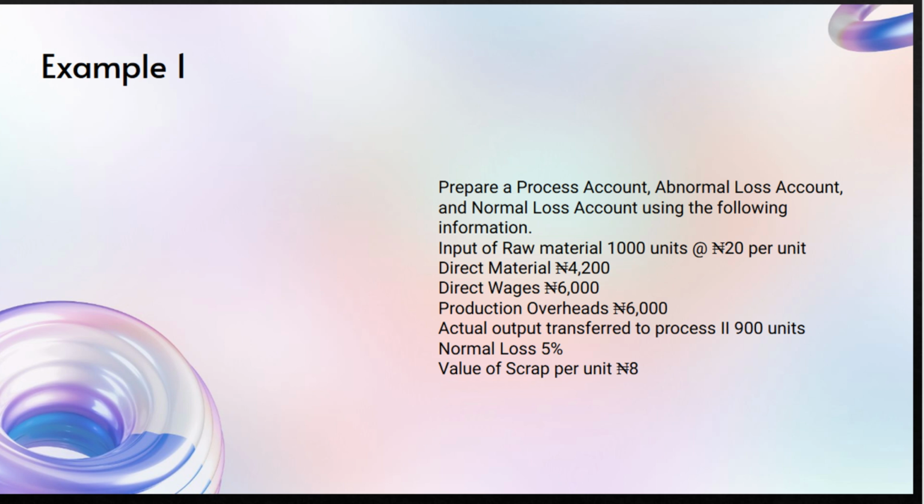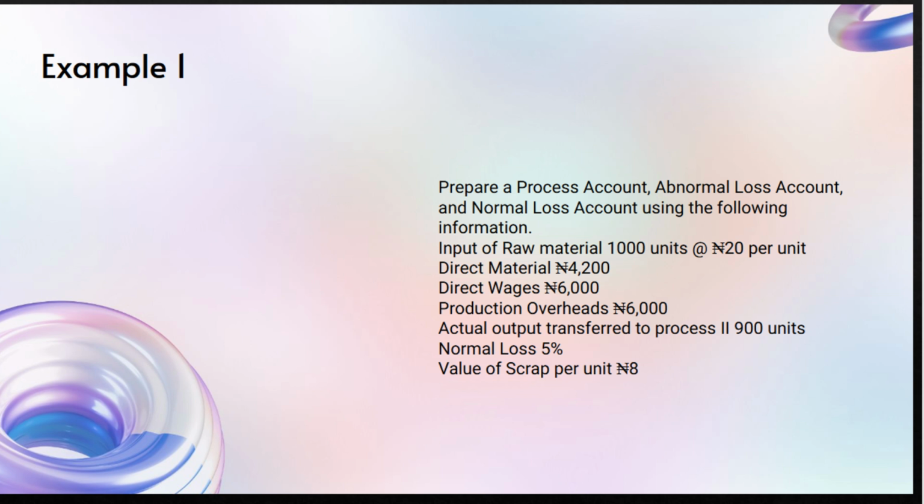Prepare a process account, abnormal loss account, and normal loss account using the following information. Input of raw material 1000 units at 20 naira per unit. Direct material 4200. Direct wages 6000. Production overhead 6000. Actual output transferred to process 2 is 900 units. Normal loss given as 5%. Value of scrap per unit 8.